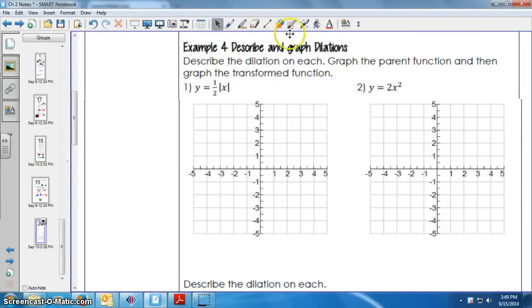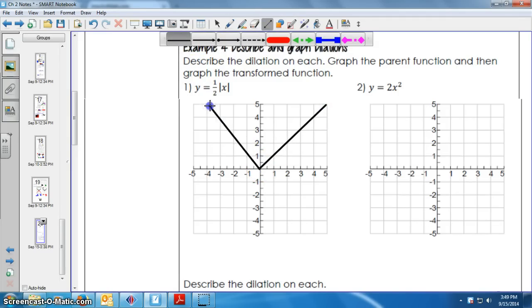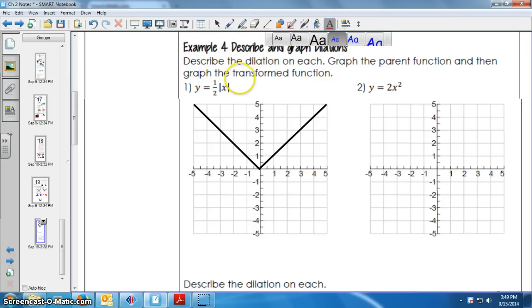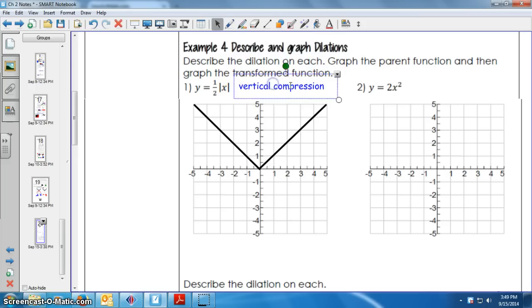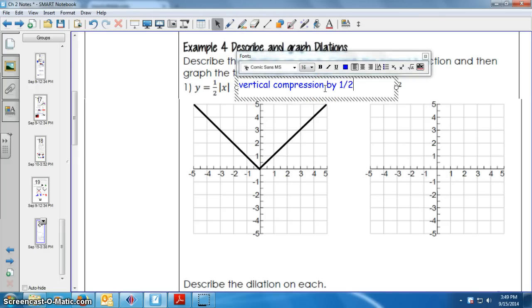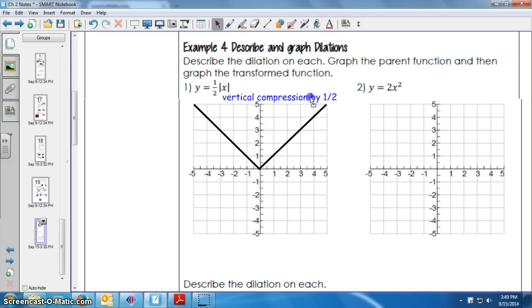We have absolute value, so I'm going to first just go ahead and draw my parent function. And then we're going to, I don't know where to draw my points now because I've got this vertical, because it's outside, this vertical, and since it's a fraction, it's a compression. So this vertical compression, which means it's going to kind of press it down. And it's a vertical compression by 1/2, if we want to get specific there.